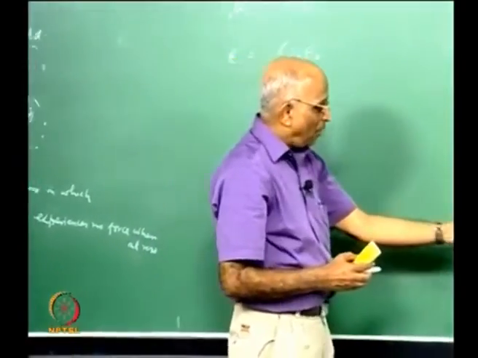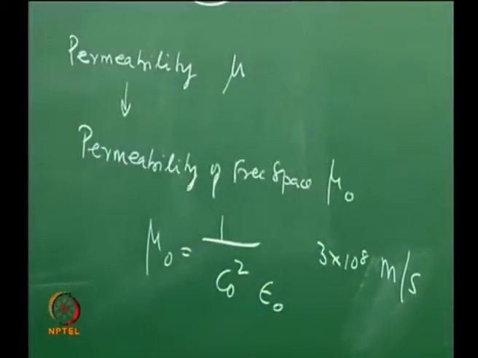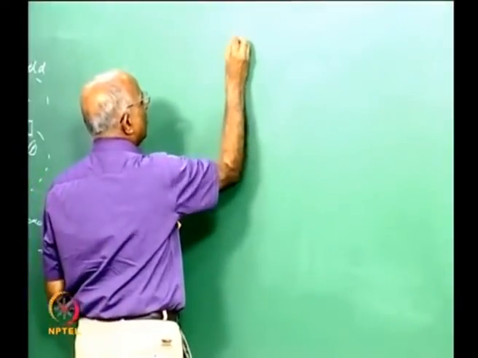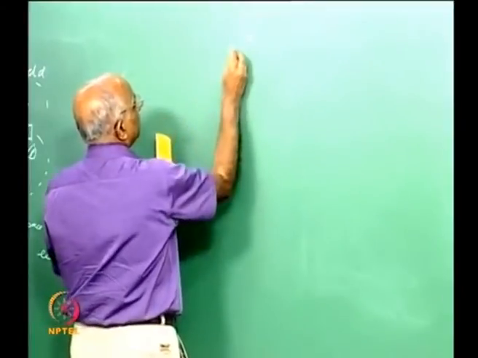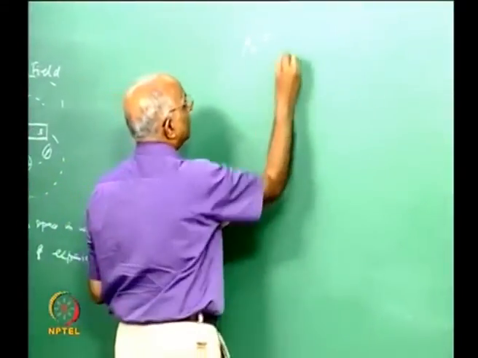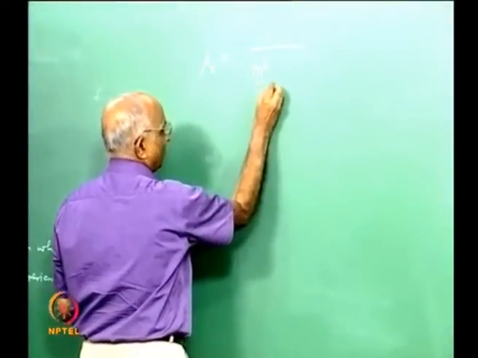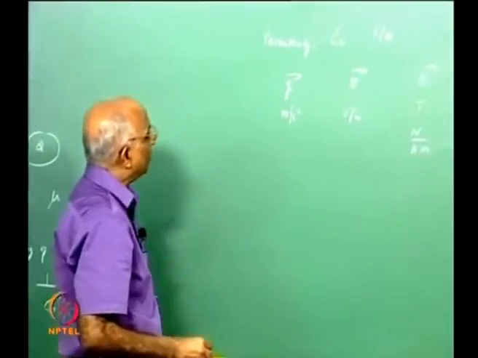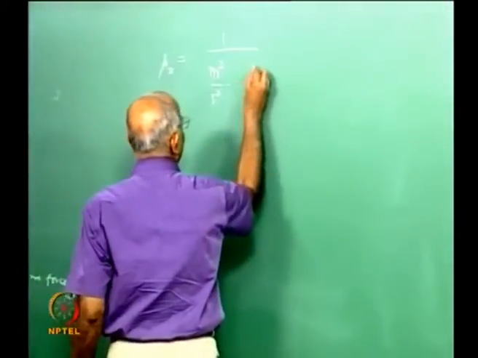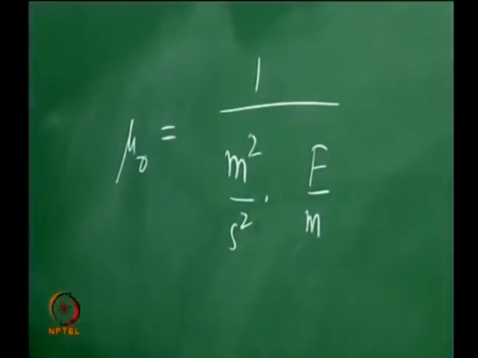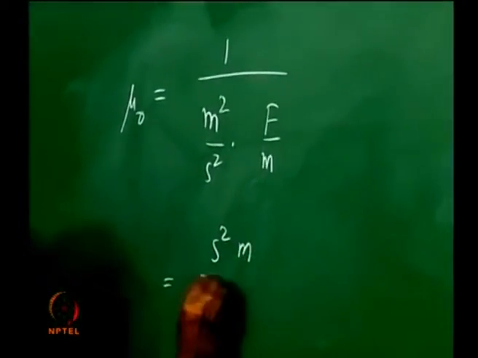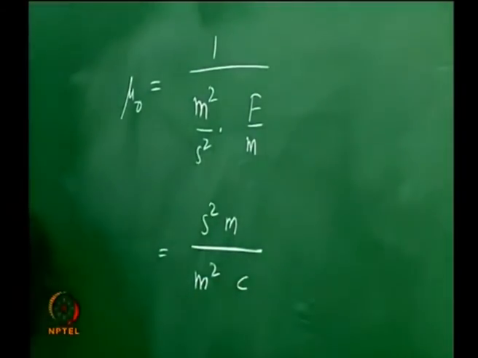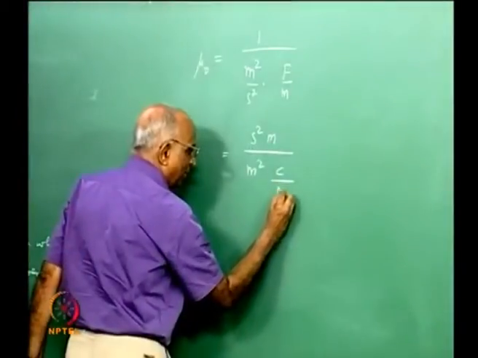Therefore, how will I define the units of permeability? Because units are important, without units we cannot do a problem or understand something. Let's say the unit of mu naught is equal to 1 over c naught square, 1 over meter square by second square. And what was the unit of permittivity? We already wrote it here, farads per meter. Now I simplify this, I bring second square on top, meter over here, meter square over here. And what was farad? Farad is the charge per unit voltage, C by V. And what is V? V is the work done, Newton meter.